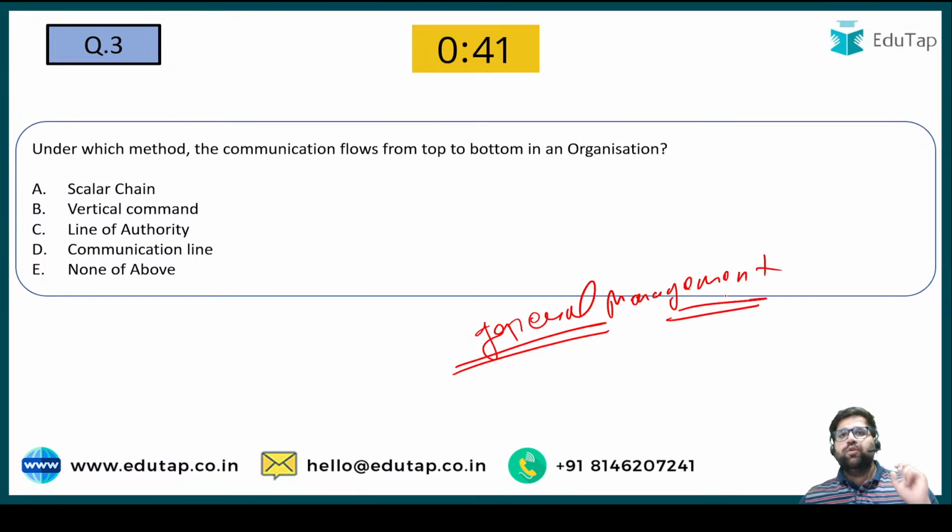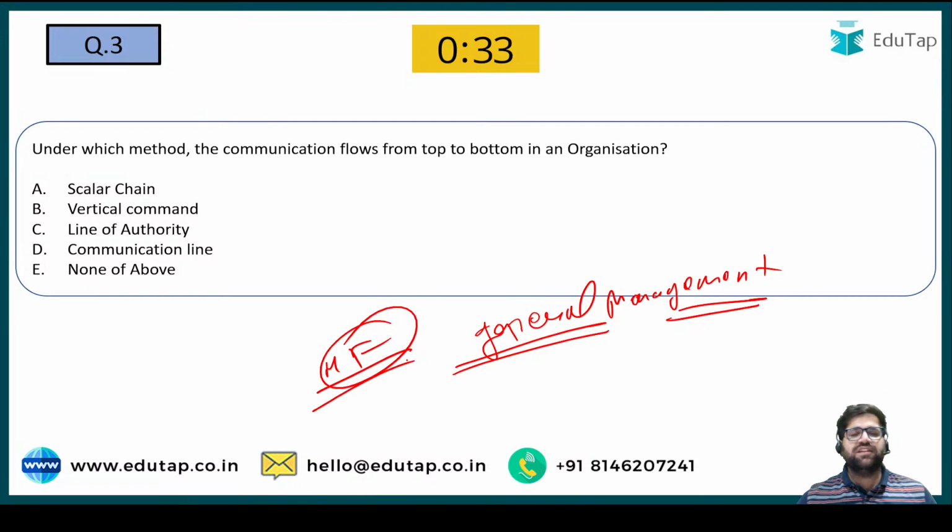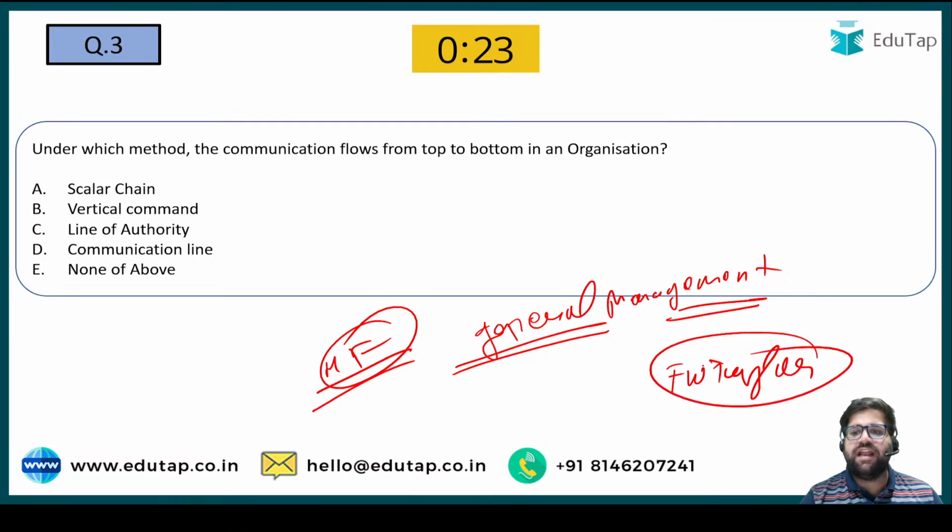If you see, there are two very hallmark people, stalwarts of general management. The first is Henry Fayol. We all know that he is the father of administrative management, also known as modern management. So he is the father of administration plus modern management. At the same time, we also have F.W. Taylor. He is the father of scientific management. So this is a very easy question, I would say.